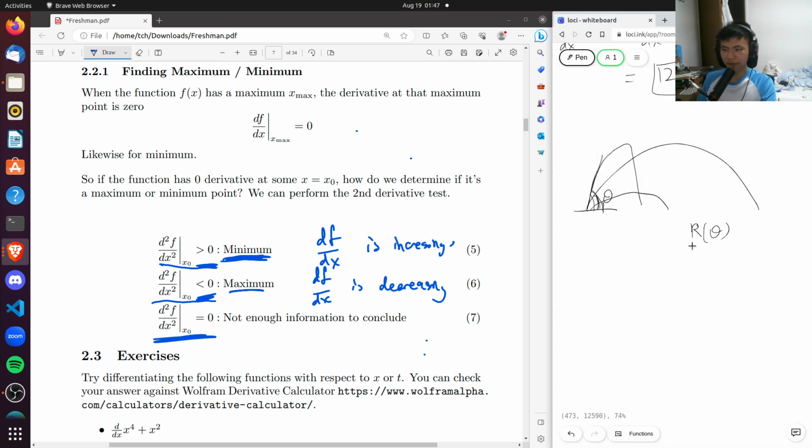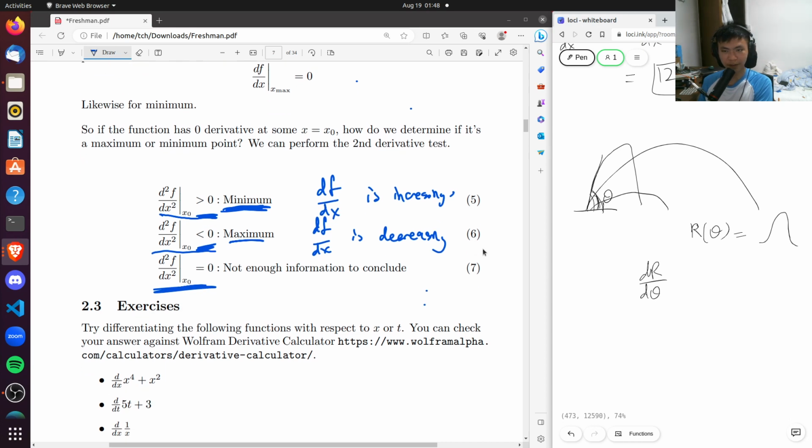If we plot this, it's going to give us some graph, and we're going to maximize the range. So we're going to need to differentiate the range with respect to theta. That's an example which we'll see very soon, when we talk about projectile motion.